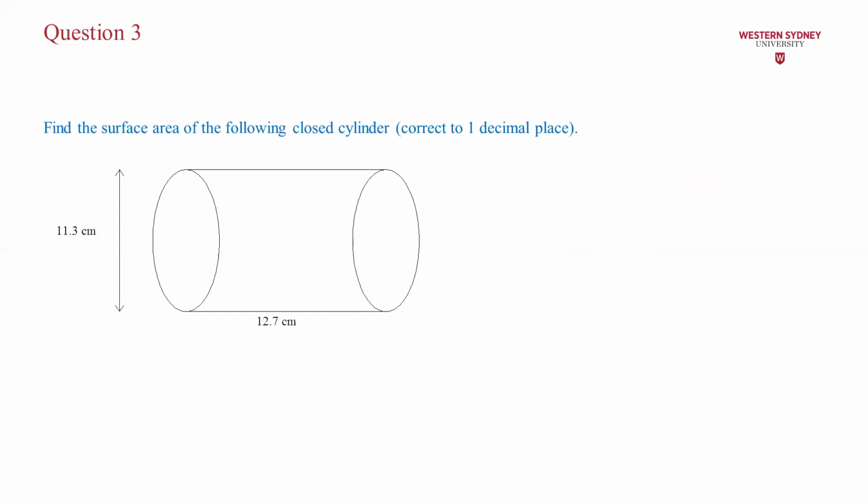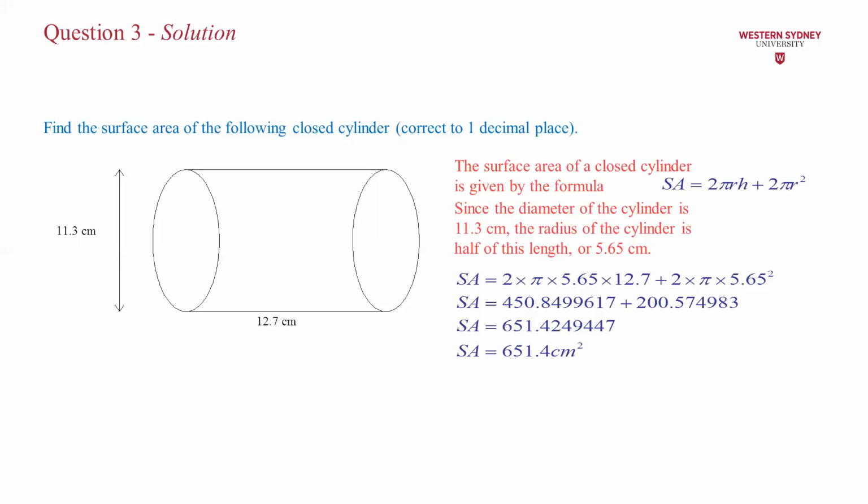Question 3. Pause the video now. Since the diameter is given, we need to halve that to find the radius. So the radius will be half of 11.3, 5.65. The height is 12.7. Taking the formula from the formula sheet and substituting in those values will give us our answer of 651.4 square centimetres.